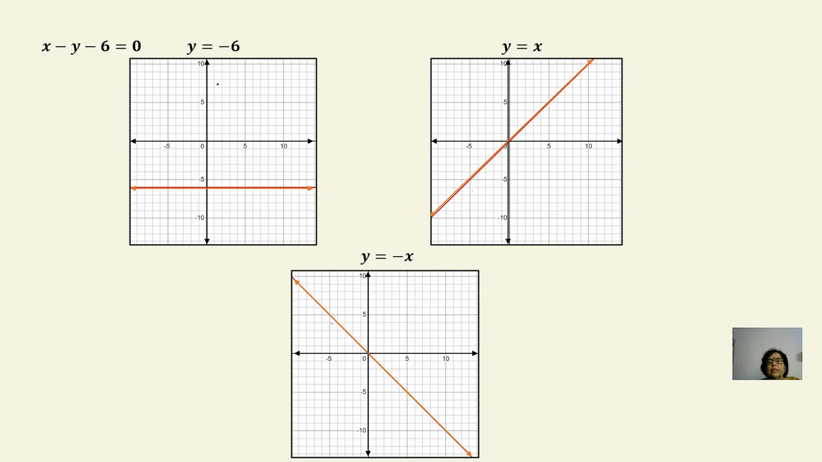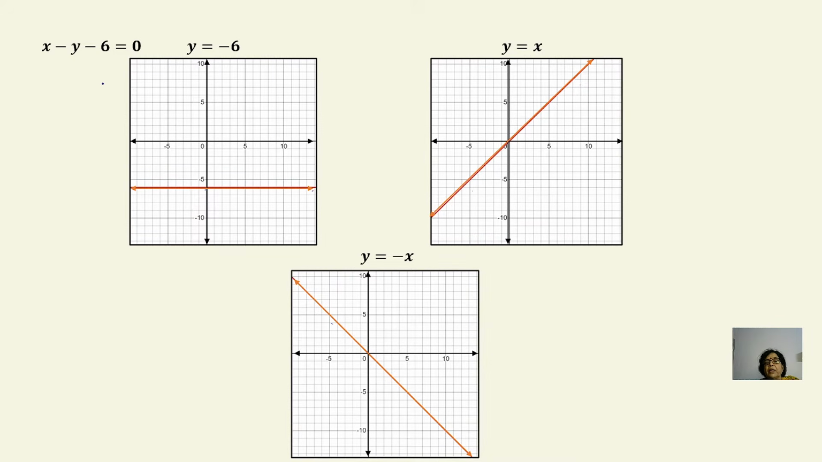Now, supposing in this case, x becomes 0, then y is -6 in this particular question. So then we draw a line parallel to the x-axis passing through the point -6. So whatever be the value of x from negative infinity to positive infinity, y is going to remain at -6, a line parallel to the x-axis.